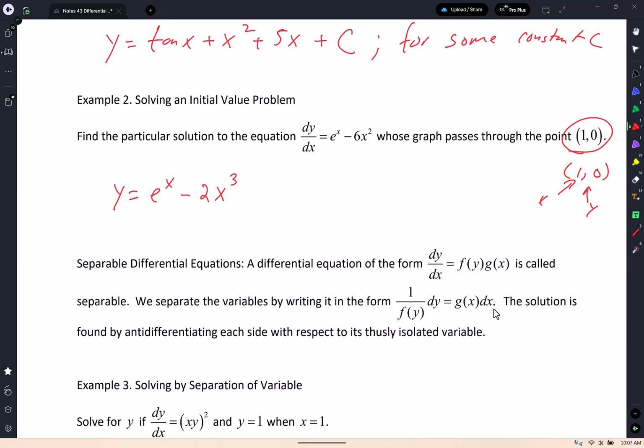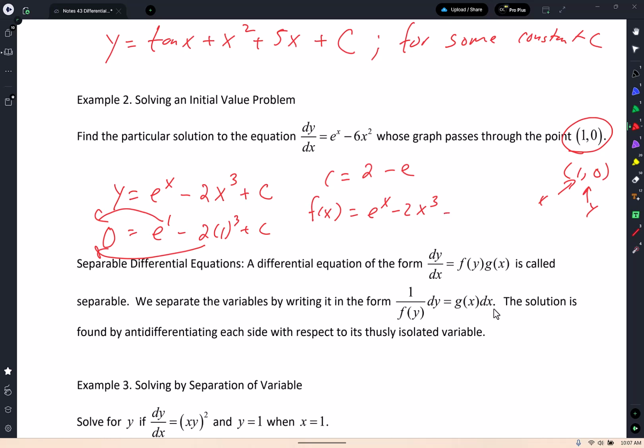Let me know if you guys have any questions. Plus C. And then we just plug in our initial value, guys. That's a 1, that's a 0. So that's a y value. So 0 equals e to the 1 minus 2 times 1 cubed plus C. Get the C by itself. So I'm going to move e to the left and this to the left. So C equals 2 minus e. So what is my equation? My specific equation is y equals e to the x minus 2x cubed plus 2 minus e. If I take the derivative of this, yes, I do get e to the x minus 6x squared. And there it is. That's it, guys.